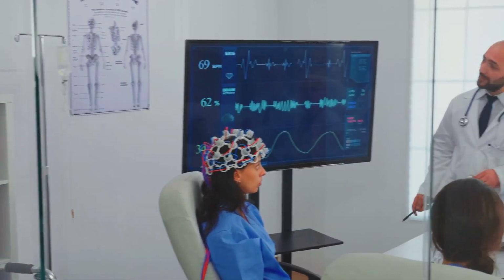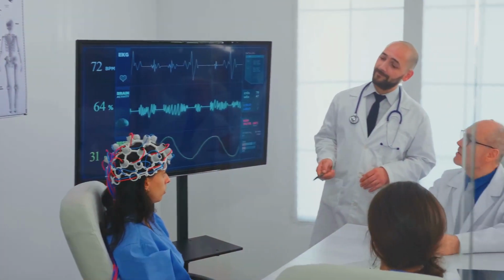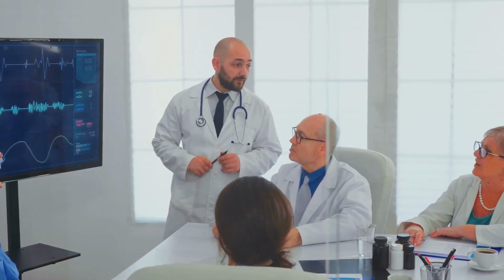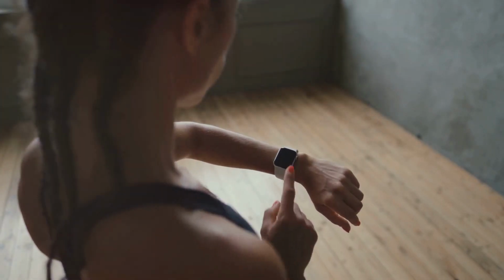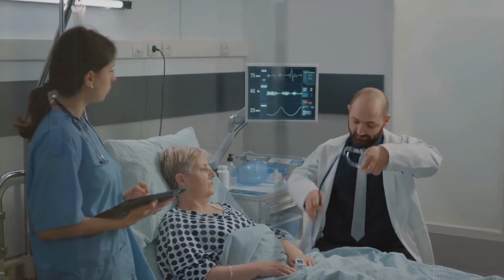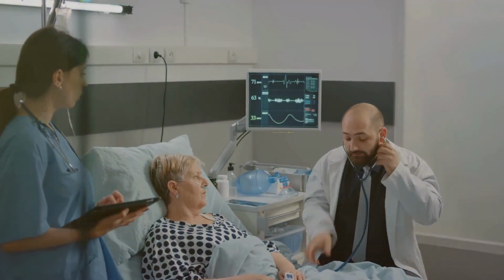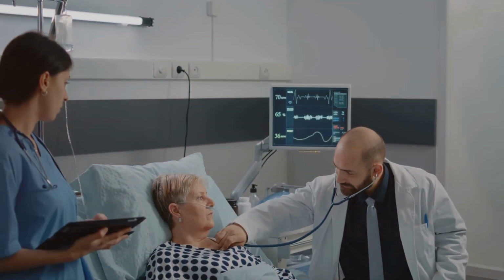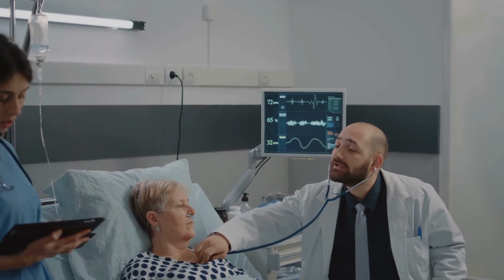The first component discussed, sensors and devices, are the eyes and ears of the IoT system. They are responsible for gathering a vast array of health data from patients. This includes everything from heart rate and blood pressure to glucose levels and body temperature. These devices are becoming more advanced and less intrusive, allowing for seamless integration into patients' daily lives.